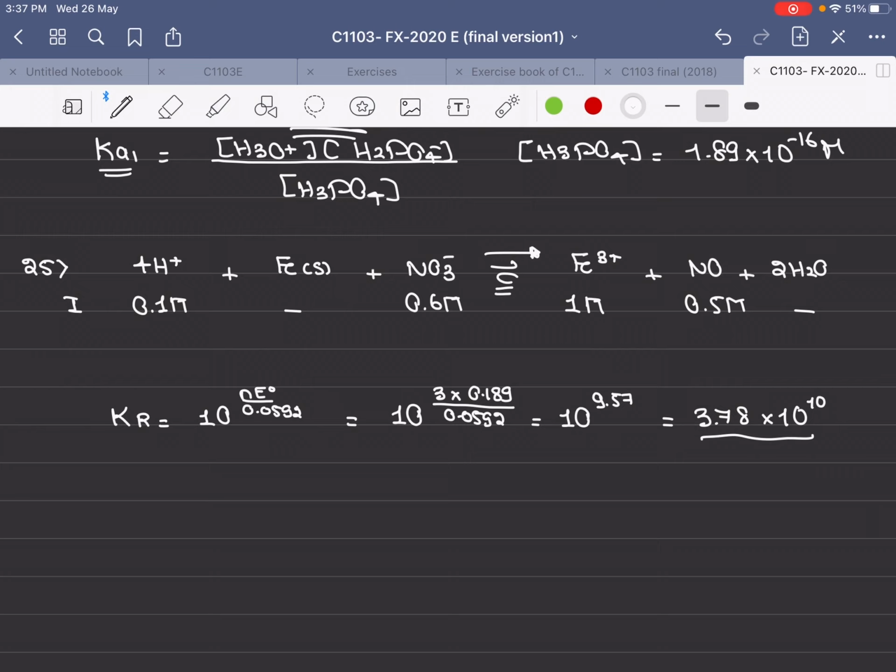Looking at the reactants, the H3O+ at equilibrium, when the cell reaches equilibrium, stays at 0.1 because it is buffered and does not change. Solid.